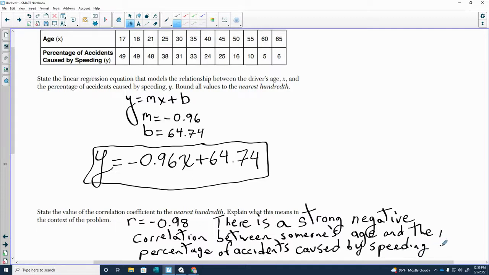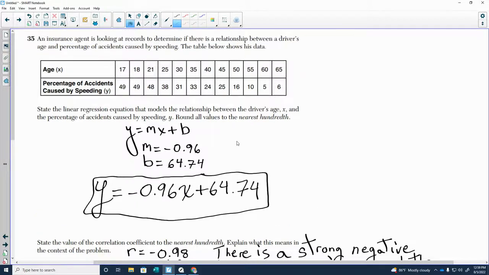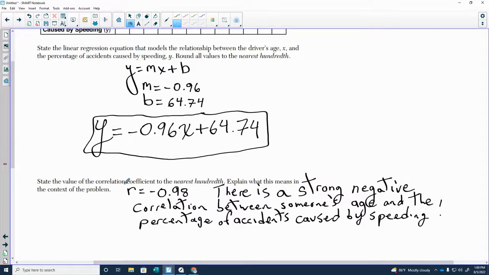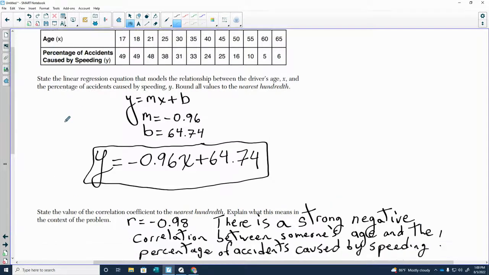There you have it. I think that would qualify as 4 solid points here. Notice I had my y equals mx plus b with my values of M and my values of B rounded correctly, substitute them into the equation, get my correlation coefficient, my R, and then give a good explanation in the context of this problem.